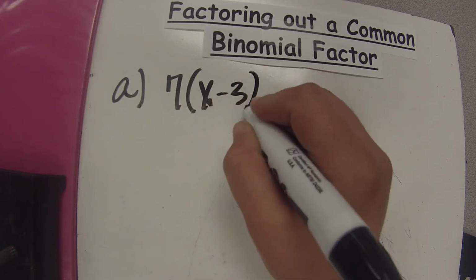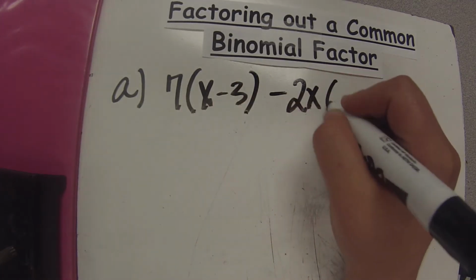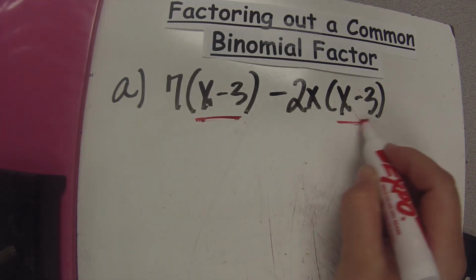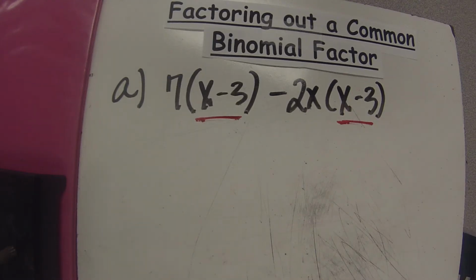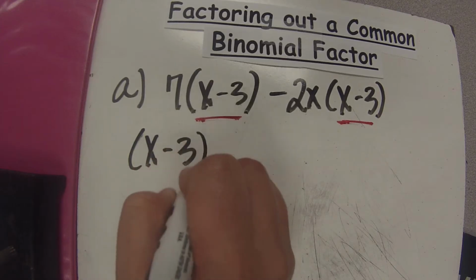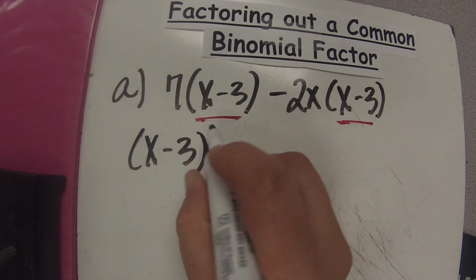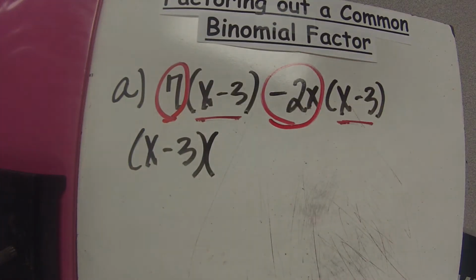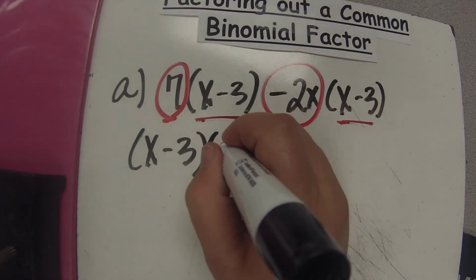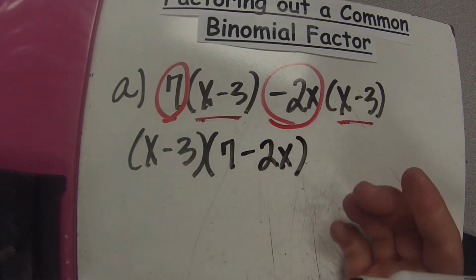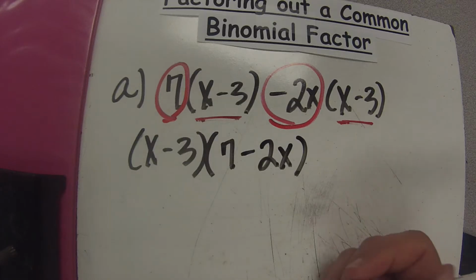7x(x minus 3) minus 2x(x minus 3). We can instantly see that the common terms here are x minus 3 and x minus 3. So if we pull that out to the front and say x minus 3, what's left over are the terms in front. If we put those in the exact order in the new set of parentheses, we create a binomial. And this is nothing more than just the distribution method in reverse.